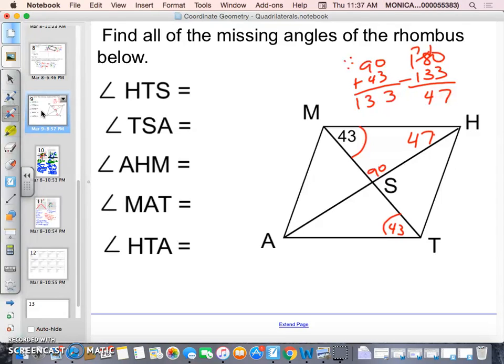So I know this one's 90. So I know this one's also 47. I know this one's 90. I know the diagonals bisect each other. So I know this is also 43, and this is also 47. This is also 43, and this is also 47. And so I'm good to go.